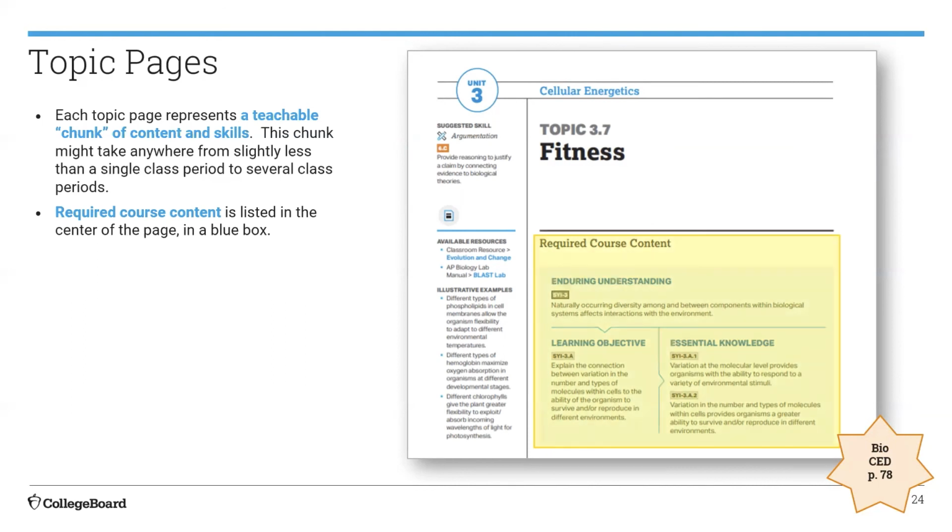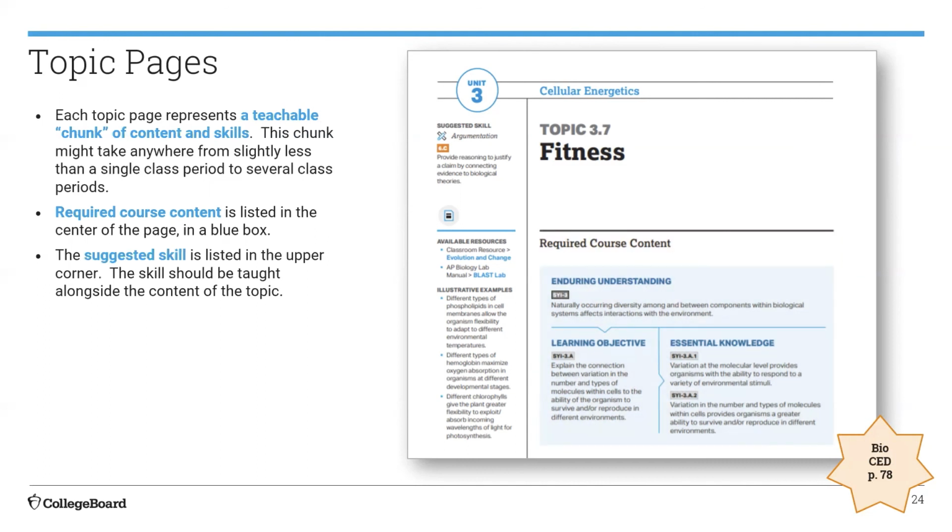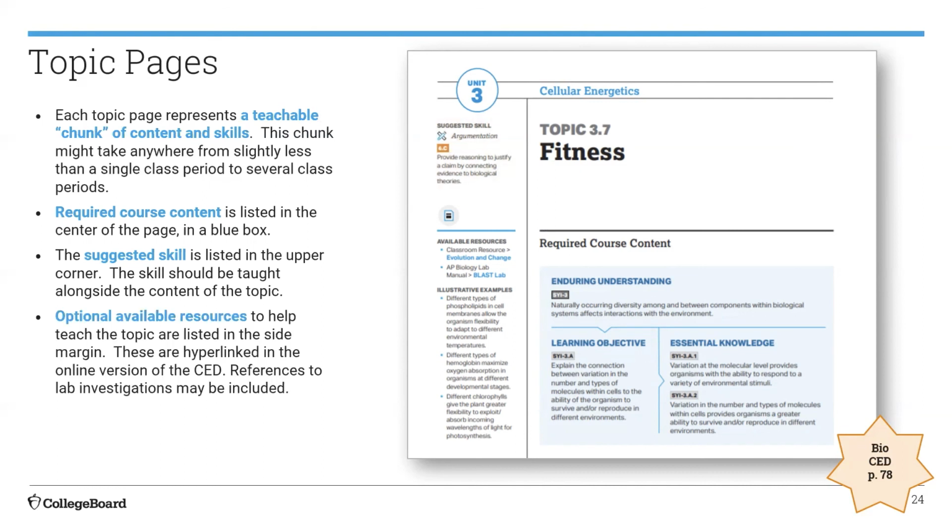Required course content is listed in the middle of the page in a blue box. So if it's in a blue box, it is fair game to be tested on the exam. The skill is in the upper corner. The skill is meant to be taught alongside the content of the topic. Then there's usually a list of available resources. So if we have something on AP Central that might be helpful for you, or there's, like in science, reference to a lab. In some of our courses, they've actually referenced specific threads in the teacher community, just to kind of get you a little bit more support on what you might use to teach this topic.